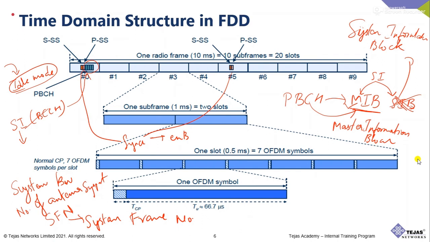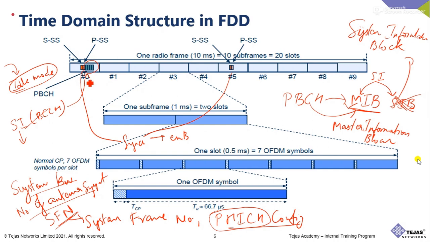Once the mobile receives this information, there is one more piece of information I forgot, I'll mention it here: the PHICH configuration. So there are actually 4 important data which flow inside PBCH: the system bandwidth, the number of antennas supported, the system frame number, and the PHICH configuration. PHICH stands for, as I discussed earlier, Physical Hybrid ARQ Indicator Channel. I'll come to this. Just remember that this also comes in MIB.